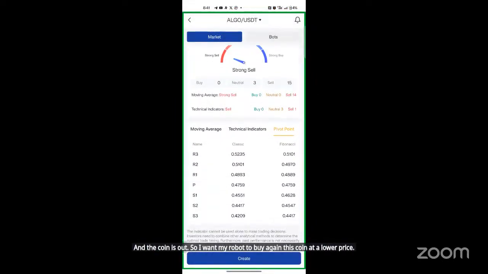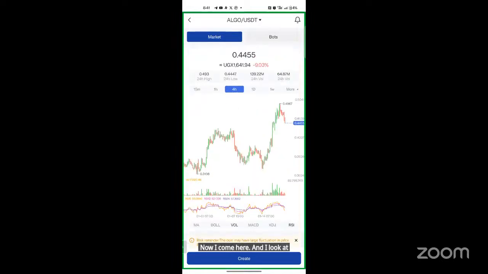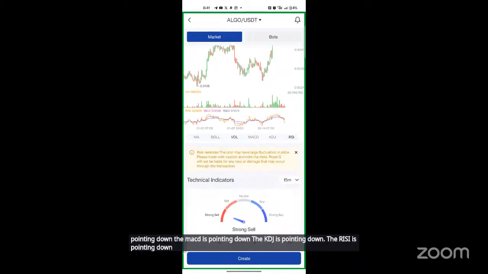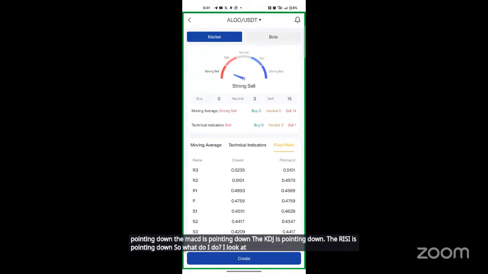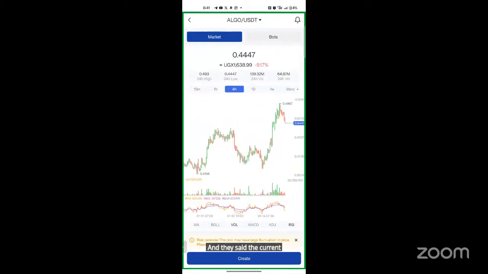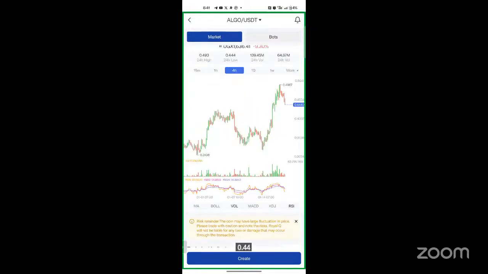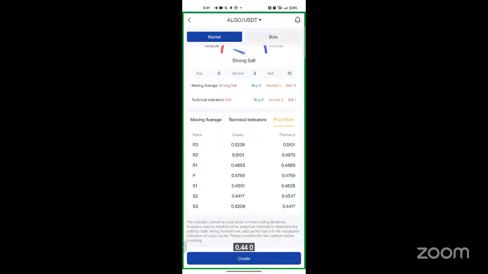Now I come here and I look at a preset price because I see the RSI is pointing down, the MACD is pointing down, the KDJ is pointing down. So what do I do? I look at these prices and I say the current price is 0.447, 0.44. So I want my robot to buy at this price.